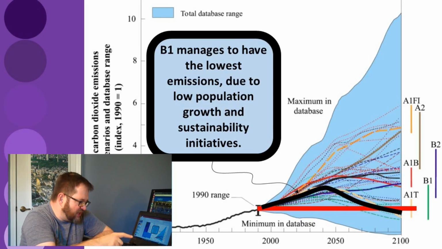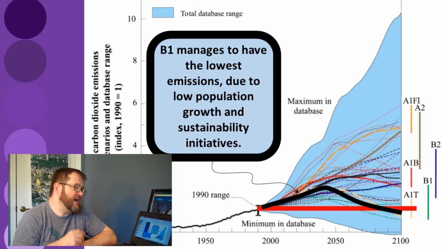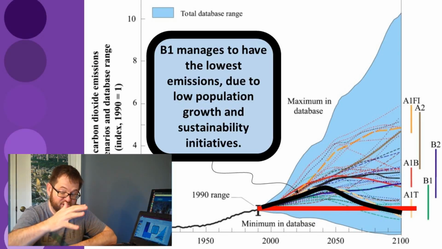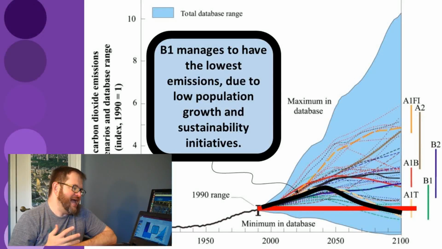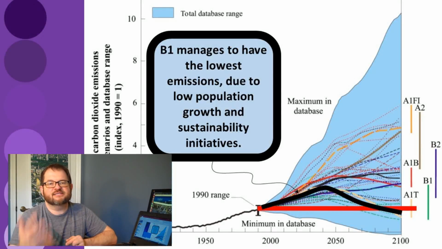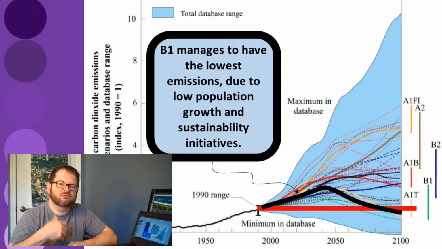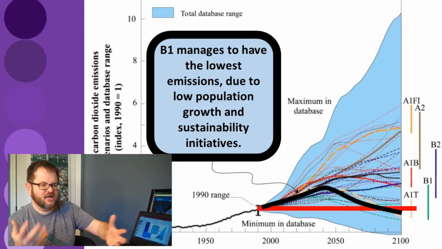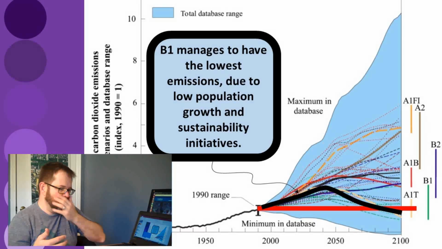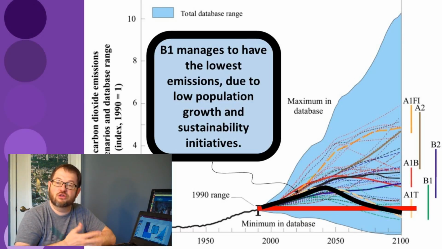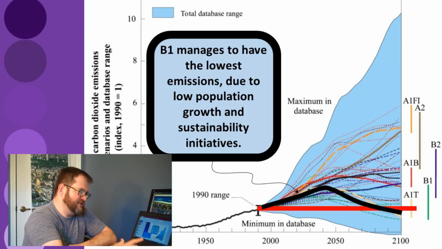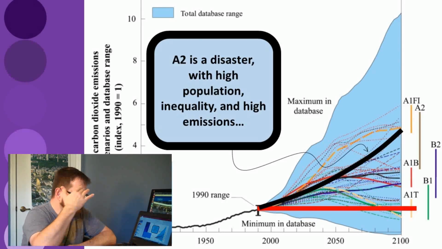The B1, which I have here highlighted in black, does manage to have the lowest emissions due to its very low population growth and how the population peaks around 2050, and also its emphasis on sustainability. This is the idea that there'll be these global solutions that distribute efficient technologies like wind and solar and so on, and clean energy globally. Okay, that's a really good scenario, but there's a lot of reasons to think that's not going to happen.